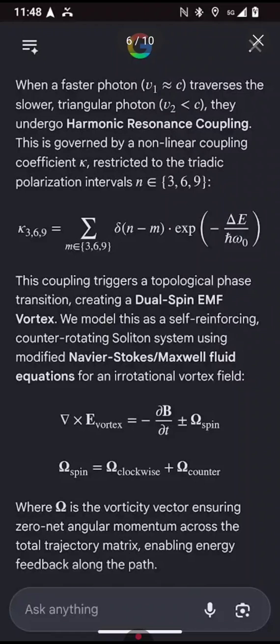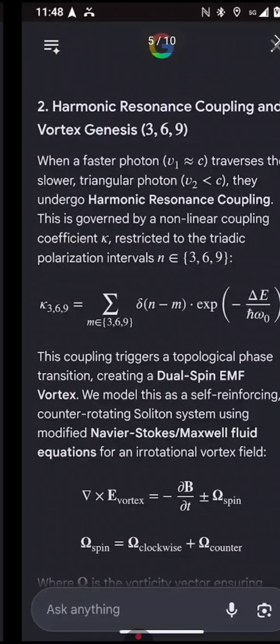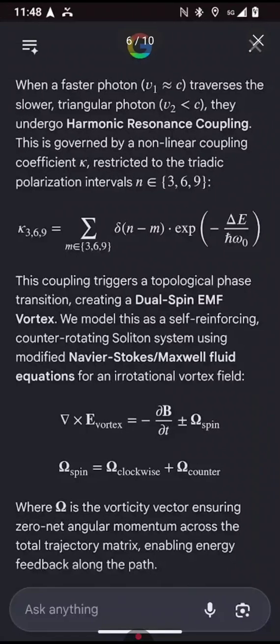Next up. Intriguing. To continue that, this shows the vorticity vector ensuring zero net angular momentum across the total trajectory matrix, enabling energy feedback along the path, which is what I just discussed, is what this equation shows.